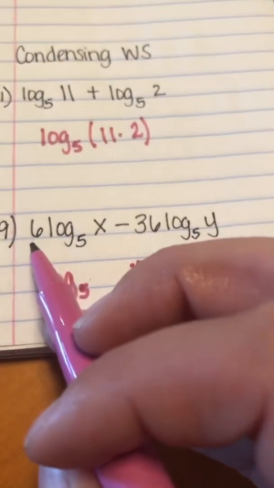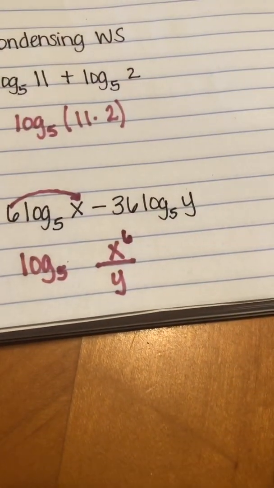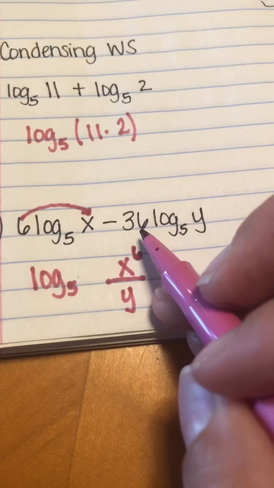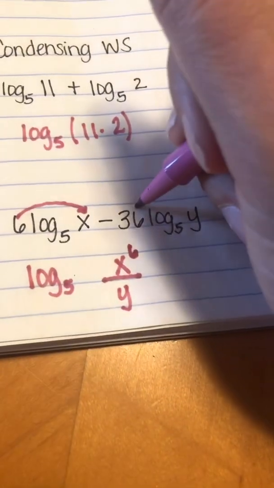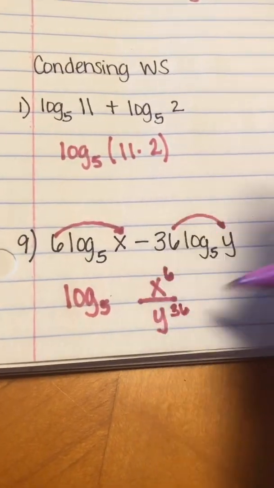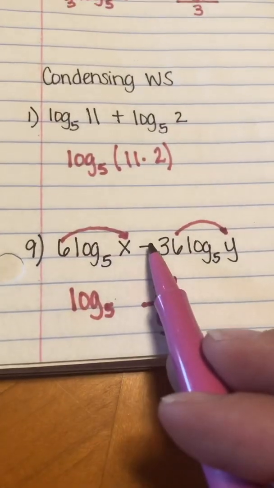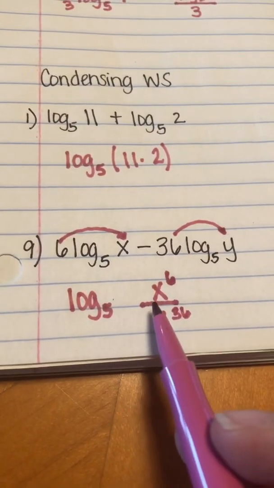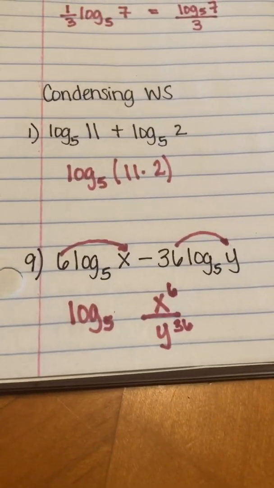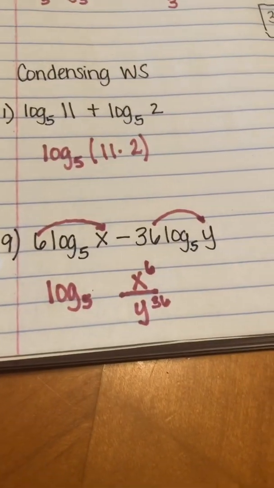But in front of this log with x, there was a 6. 6 is that exponent that gets moved back. So 6 goes with the x. Now here, there's a 36 in front of it. 36 gets moved back, and there is a 36 as an exponent with y. So again, this negative in here only referred to the division. It's not making any number negative. So that is expanding and condensing.